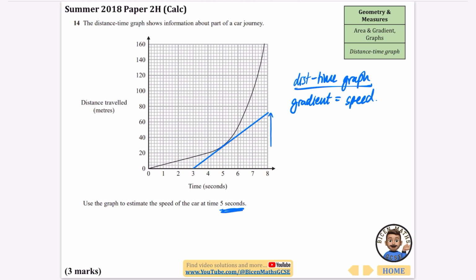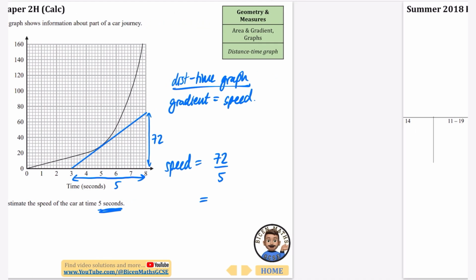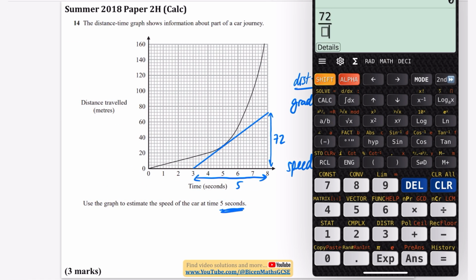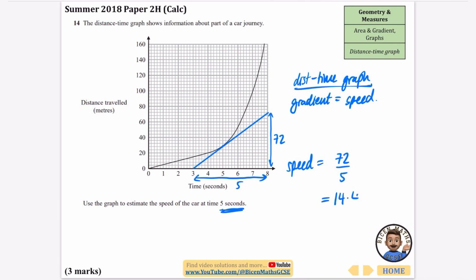So I'm going to try and find out how long this part is and then how long this part is along the bottom. So my estimate for the speed: this looks like it's 0 all the way up to, well, if this is 20, each square is 4, so I'd say that's 72. So it's the change in y, or the change in the distance, divided by the change in time, which is 5 seconds to go from 3 to 8. So 72 divided by 5 is 14.4. So I'm going to estimate that the speed is 14.4, and the units are going to be meters per second.